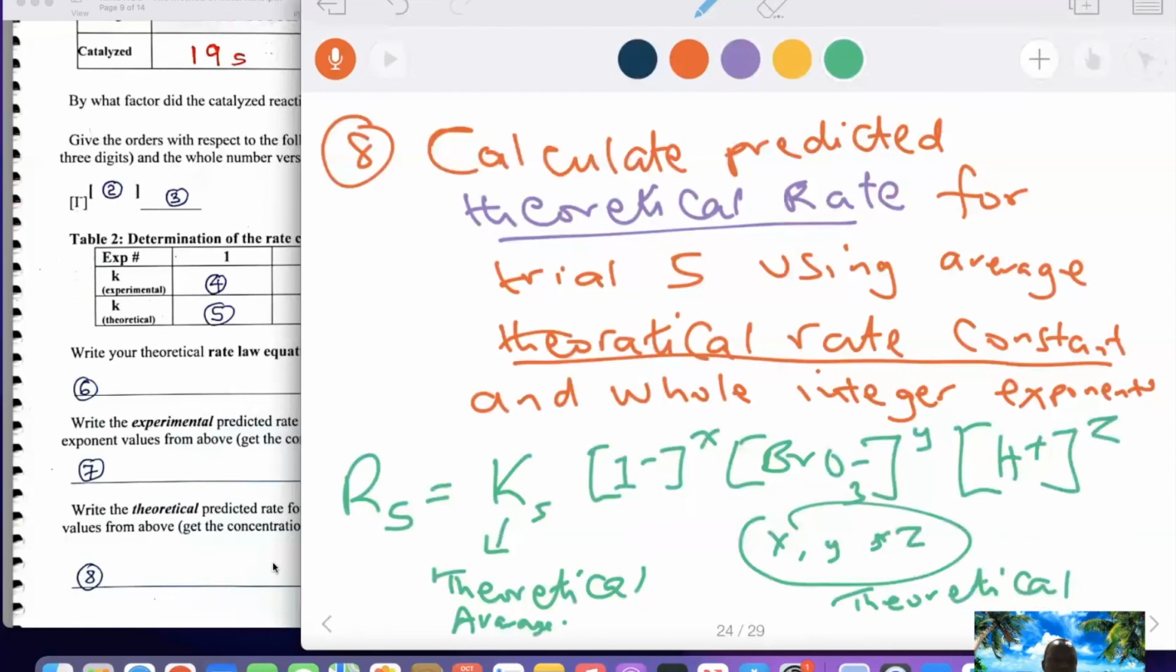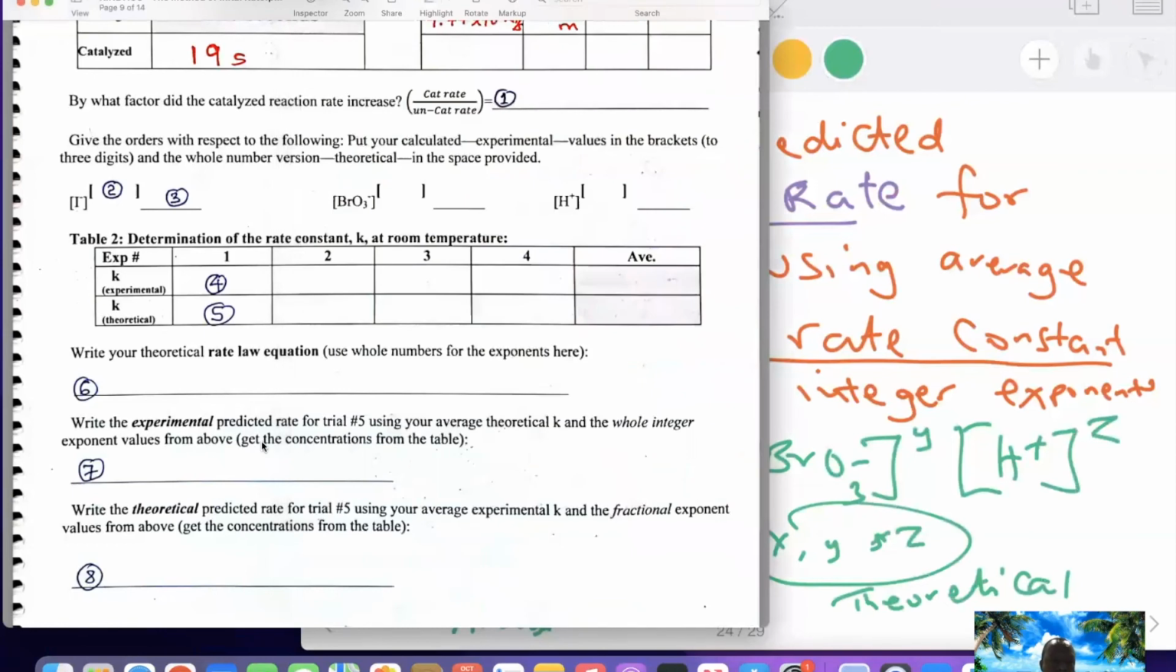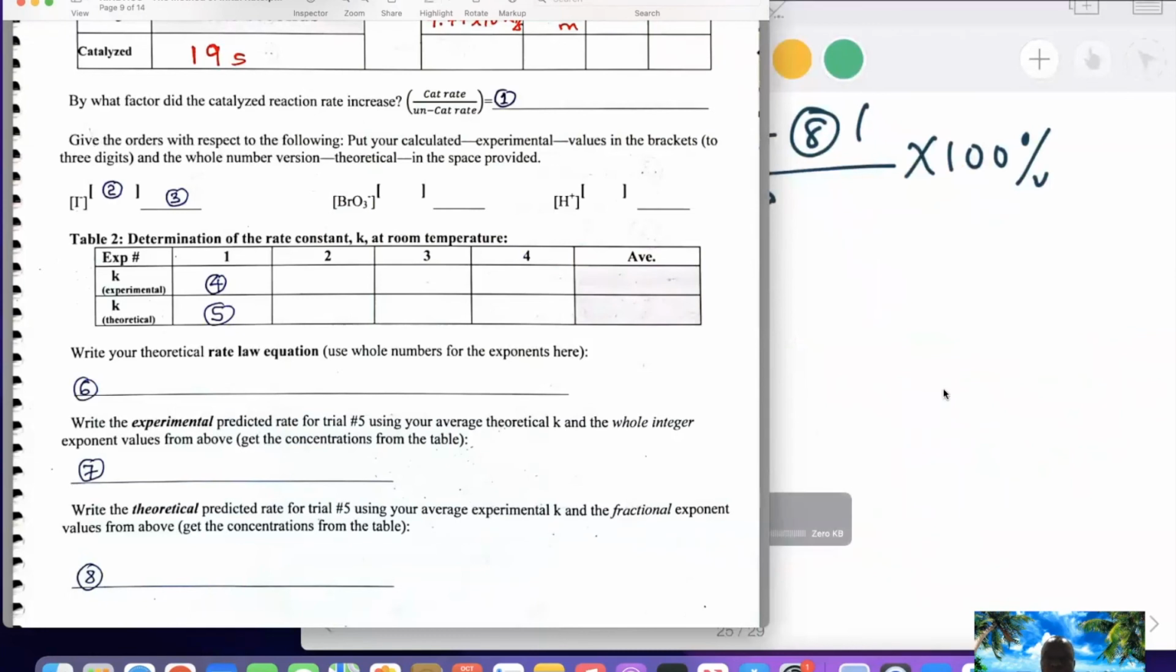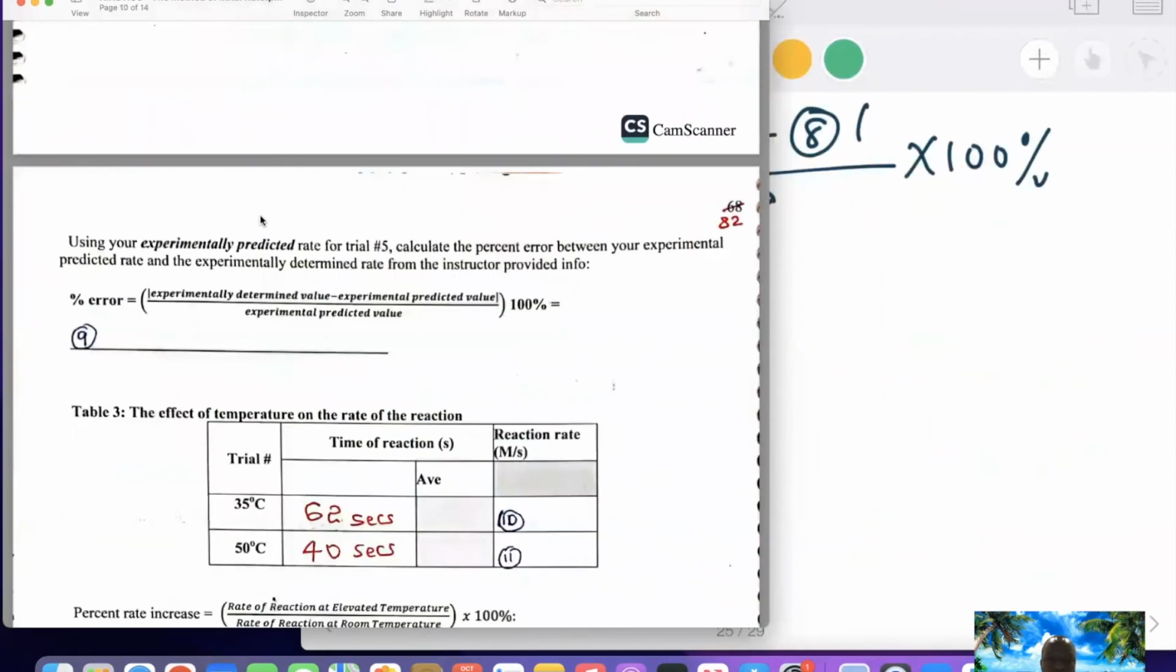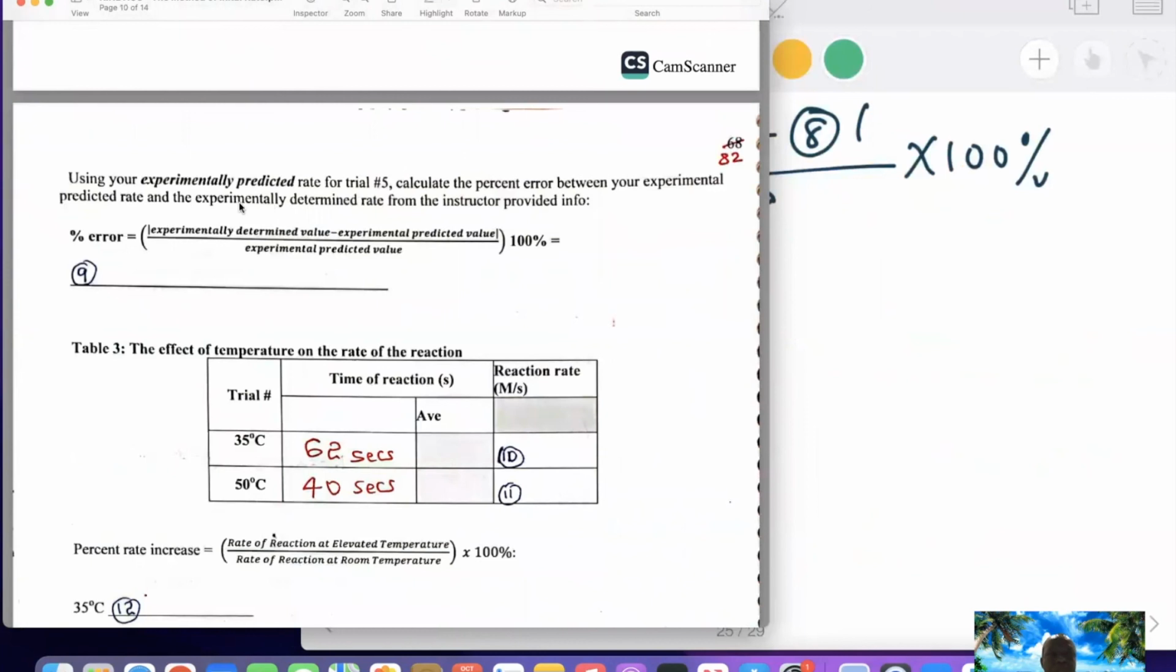All right, theoretical. So the difference between this is experimental, it's got to be fractional exponent. So we switch that fractional exponent, and this one has got to be all integers. Now, once you have item 7 and 8, for item number 9, which is the next page, page 82 in your lab manual, percent error is experimental determined value minus experimental predicted value over the experimental predicted value.